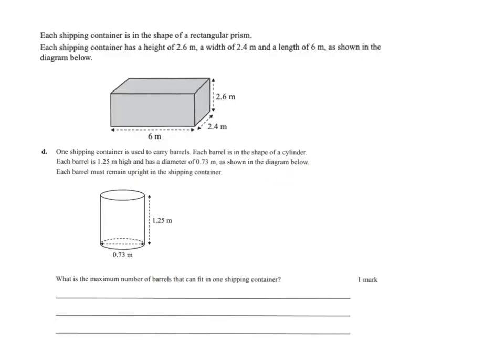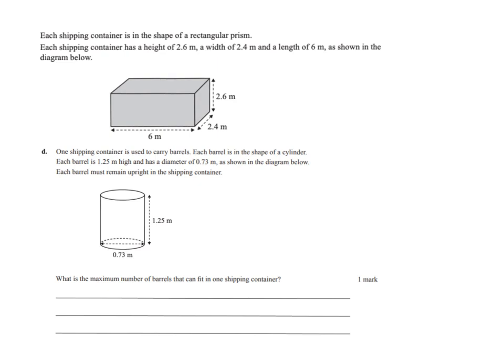Each shipping container is in the shape of a rectangular prism. Each shipping container has a height of 2.6 meters, a width of 2.4 and a length of 6 meters, as shown in the diagram. One shipping container is used to carry barrels. Each barrel has the shape of a cylinder, 1.25 meters high, with a diameter of 0.73 meters, as shown. Each barrel must remain upright in the container. What is the maximum number of barrels that you can fit in a container?